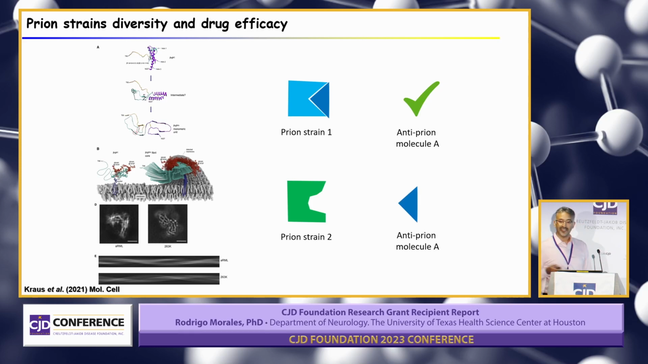But if we test the same compound in another strain that has a different conformation, perhaps this drug will not fit. In that sense, a drug that works great in mouse may not work so great for humans, and this is a big problem. Or a drug that works very well for one specific human prion strain may not work properly for a second human prion strain. So it's really important to consider prion strains when we are looking for potential treatments, if we are focusing on the misfolding of the prion protein.